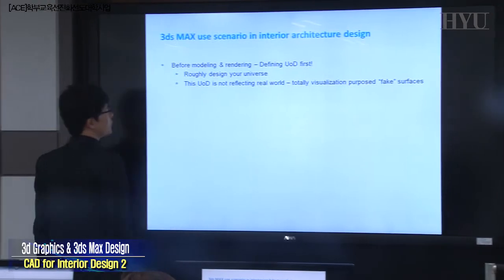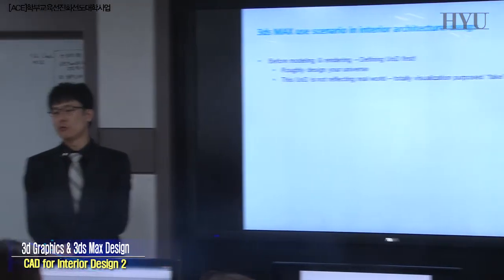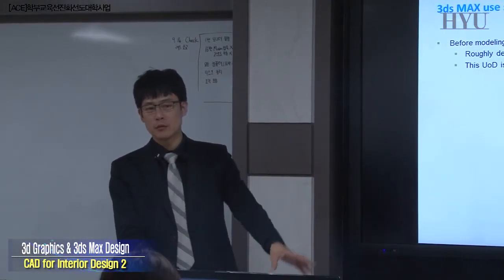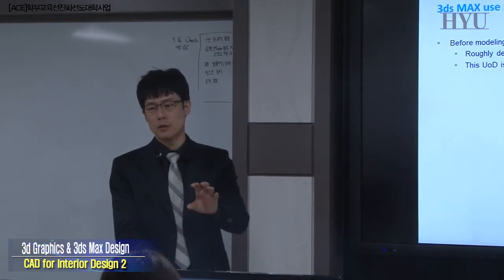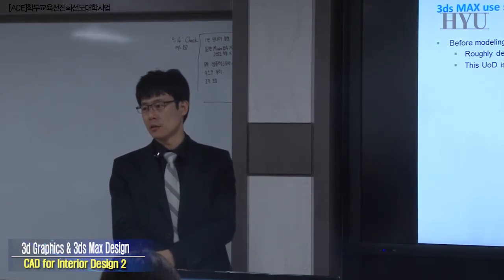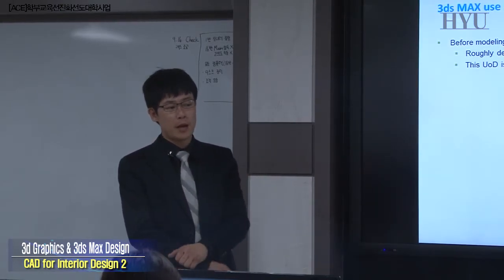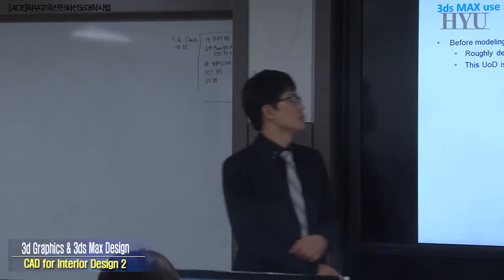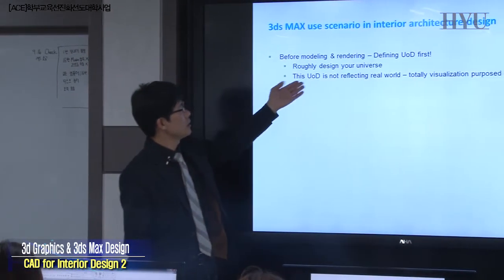Before modeling and rendering, define your UOD first. Your universe. You have to design your universe first. If your universe doesn't require designing a building, you don't need to design a building. It makes your rendering or modeling very slow. Sometimes blue screen, stuck. You're going to get in trouble. So make everything simpler as much as you can. So roughly design your universe by freehand, and here I list it up.